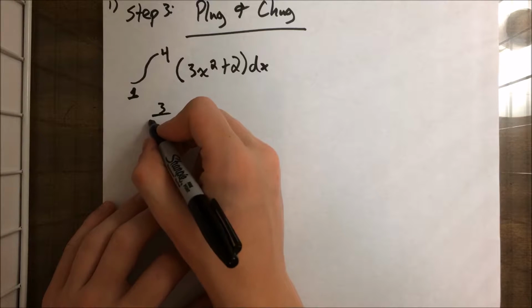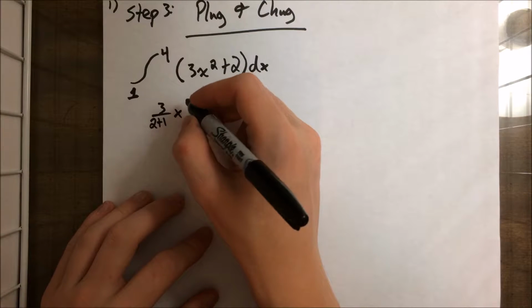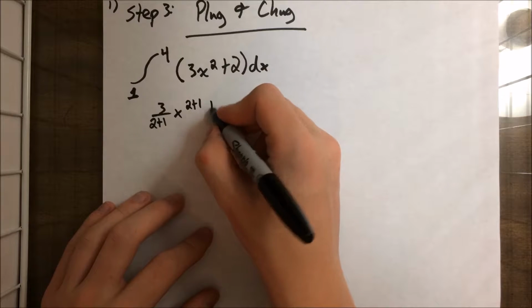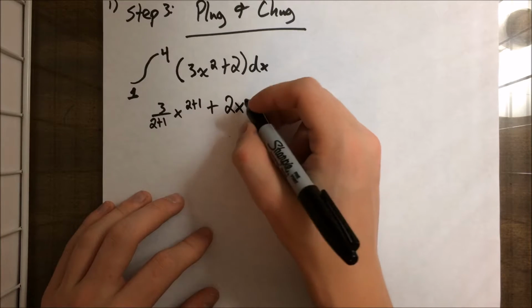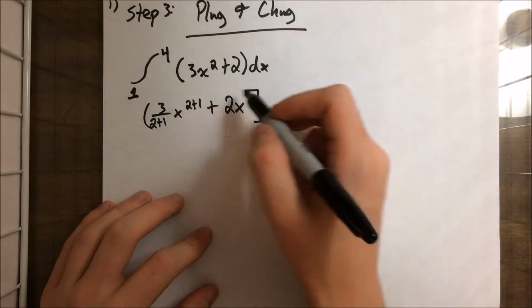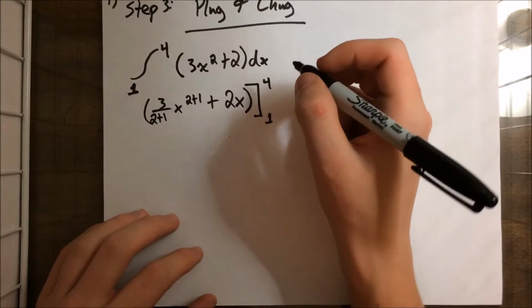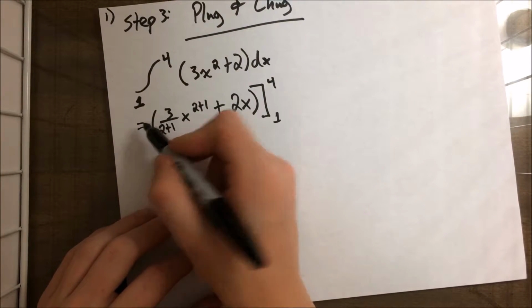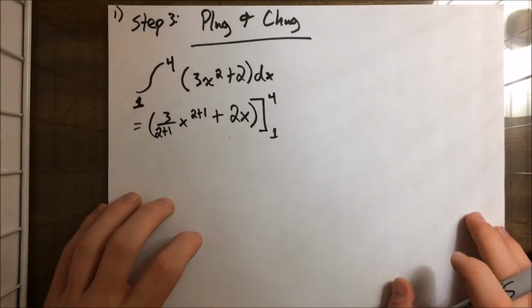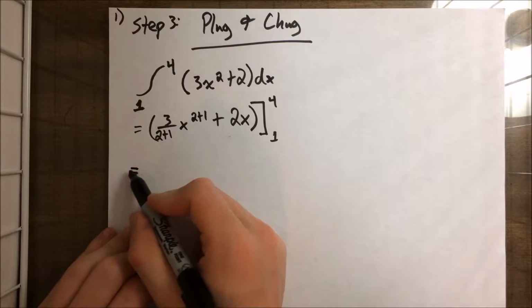So then we're going to have 3 over 2 plus 1, I'm only writing that for your benefit, 3 over 2 plus 1 x to the 2 plus 1 plus 2x, and that would be from 1 to 4. Okay, so those are equal, those are the same thing, it's just been integrated.